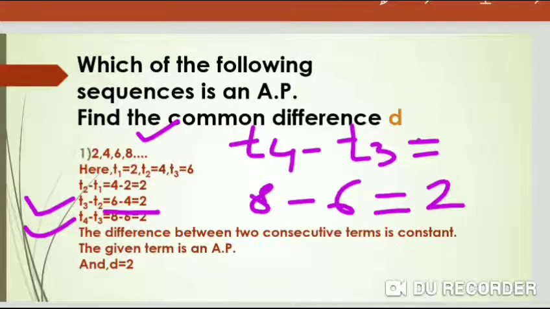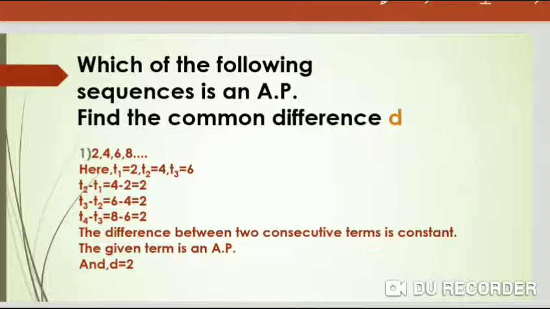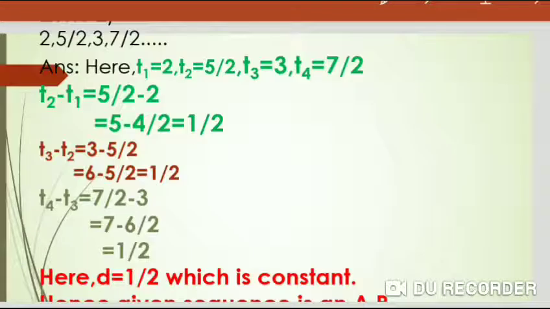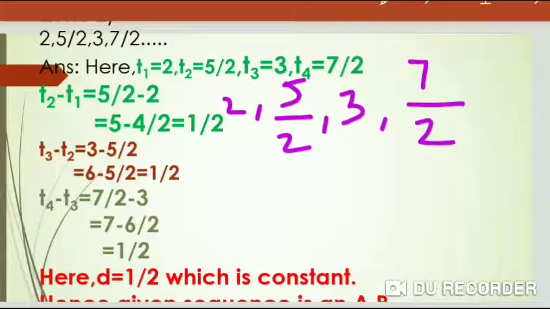If you carefully observe, you notice that the difference between two consecutive terms is constant, and therefore this difference is called the common difference D. Now students, see the next example. In this example, the sequence is given as 2, 5 upon 2, 3 and 7 upon 2. Here we have to find out D again. See here, T1 is equal to 2, T2 is equal to 5 upon 2, T3 is equal to 3 and T4 is equal to 7 upon 2.